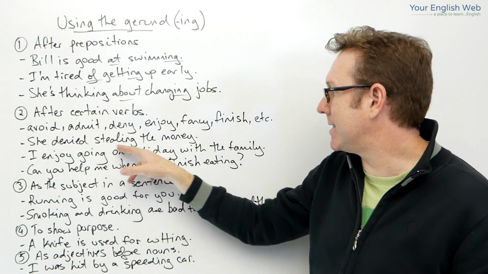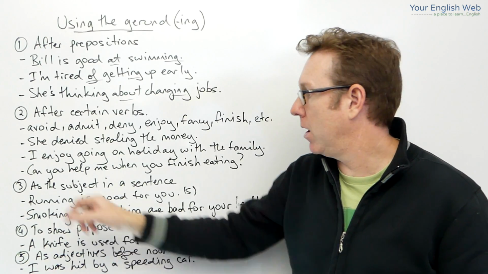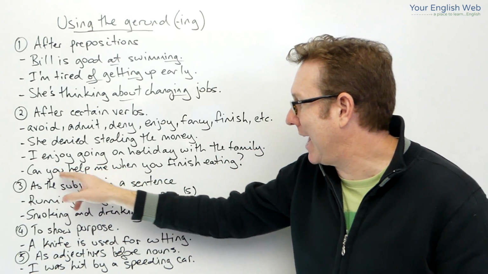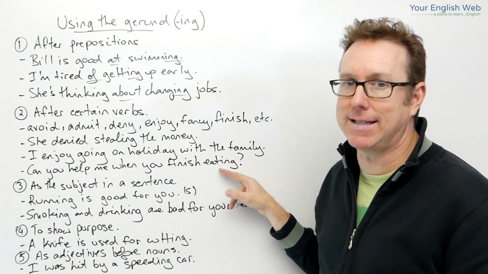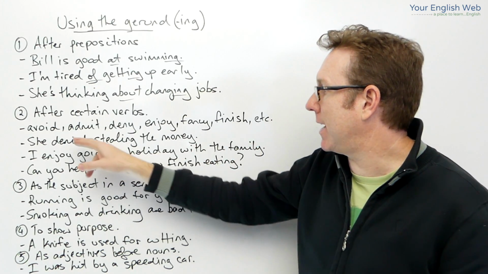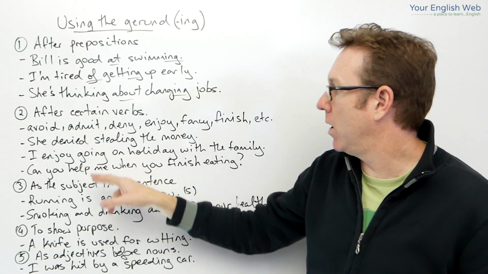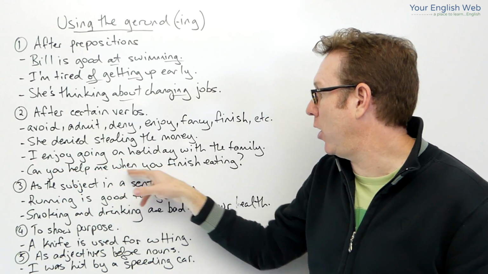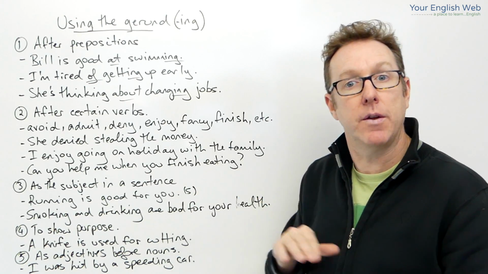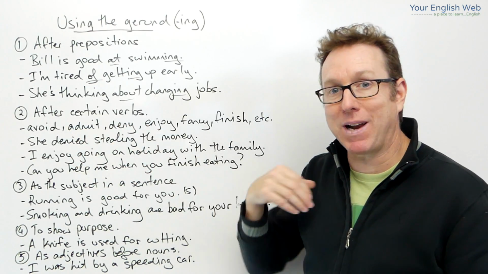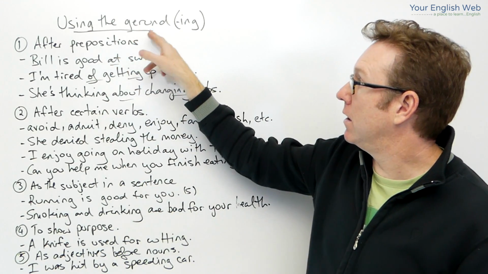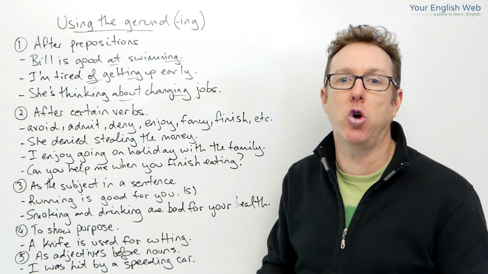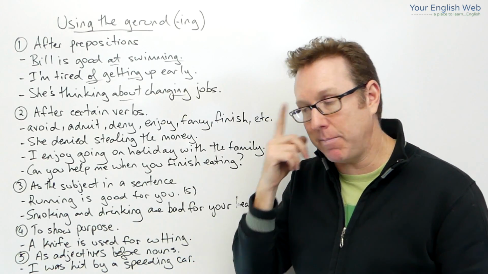She denied stealing the money. I enjoy going on holiday with the family, and can you help me when you finish eating? Okay? Now we can't say she denied to steal. No. We can't say I enjoy to go. No. And you can't say, can you help me when you finish to eat? No. These particular verbs, plus the other ones, can only take the gerund or the ing structure. So you need to know which verbs take that structure. Remember, you need to memorize.